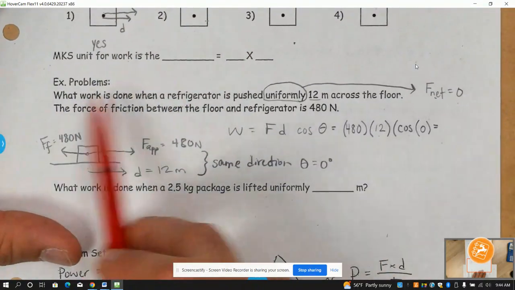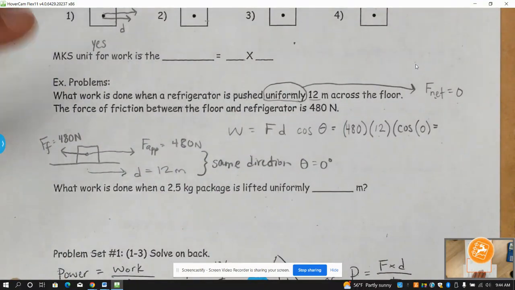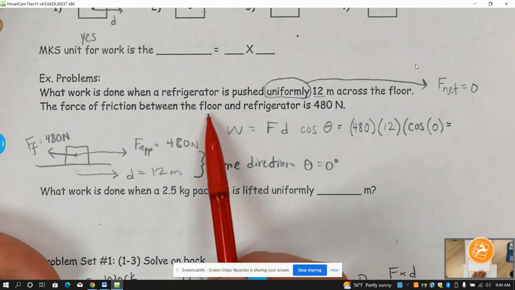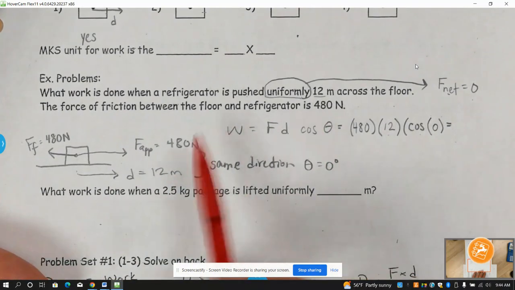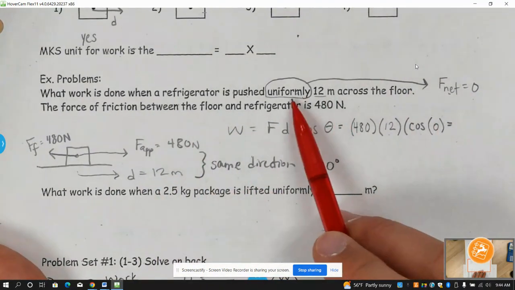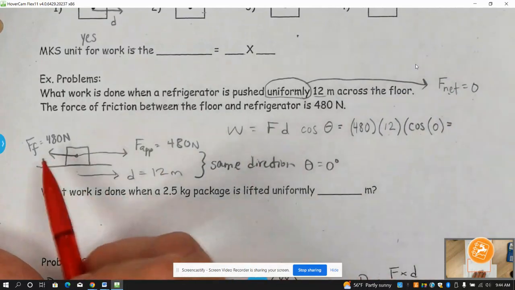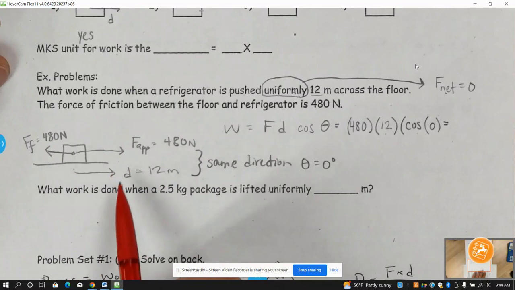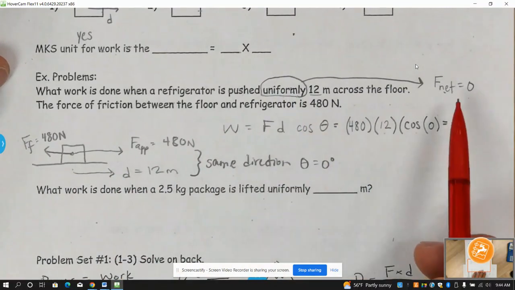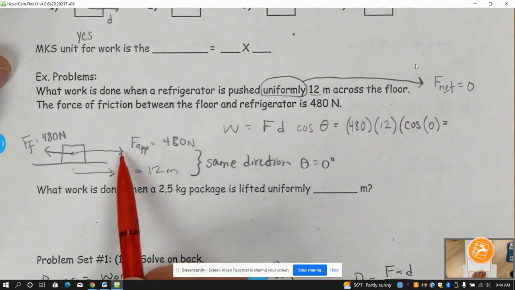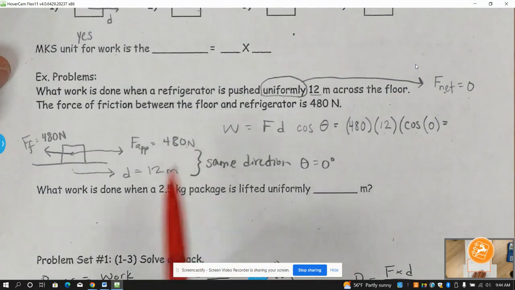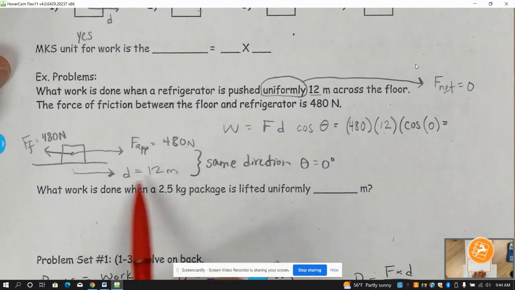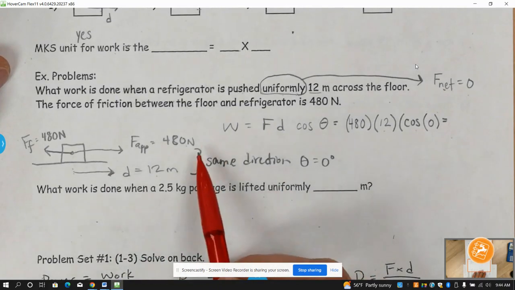So in this problem, work done on a refrigerator is pushed uniformly 12 meters across the floor, and the force of friction between the floor and refrigerator is 480 newtons. Uniformly means net force is 0. If friction force, we arbitrarily always place it to the left, is 480 newtons, then F net 0 means we have to be pushing with a force of 480 newtons. It's moving in the same direction as our applied force, which is 12 meters.